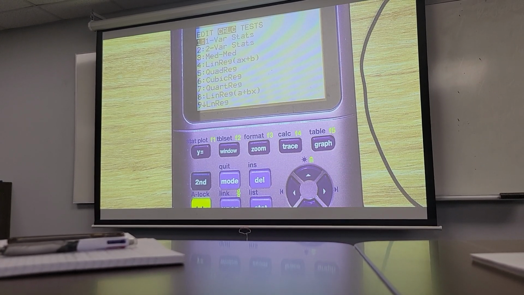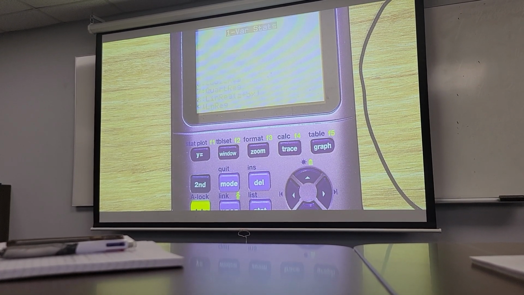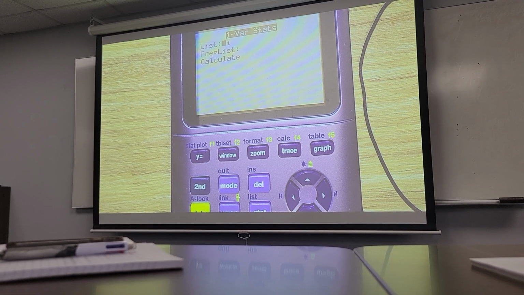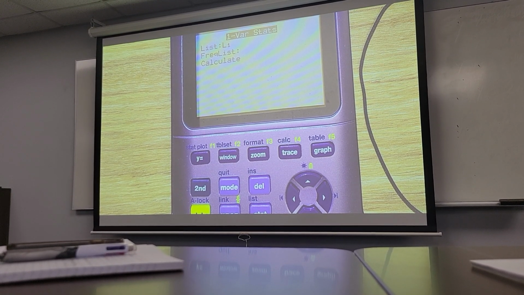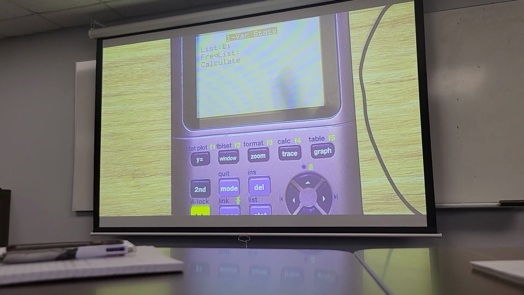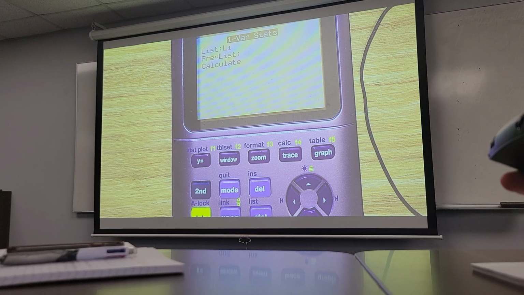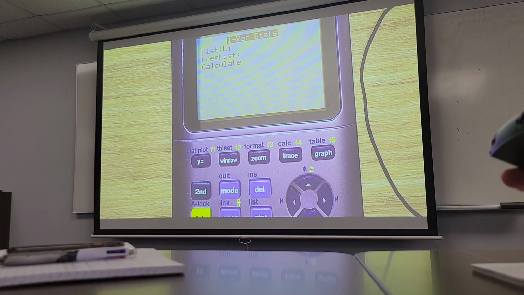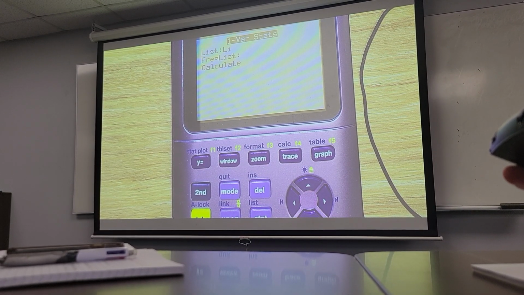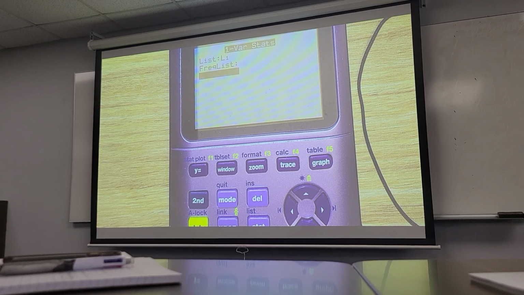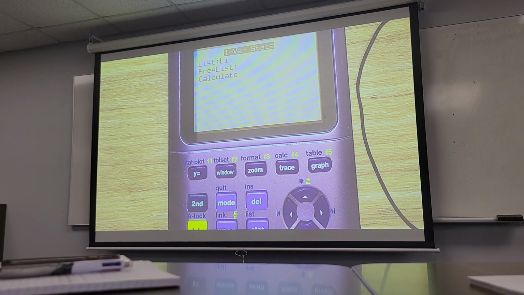So I'm going to go over to calculate, 1 variable statistics. I hit enter. Now, the newer calculators will ask you this. The older calculators don't ask you this. I put my data in L1, so that's what that L1 is. I did not enter any frequency, so I'm just going to leave that blank and go straight to calculate. Does anybody's calculator say anything different? No? Okay.